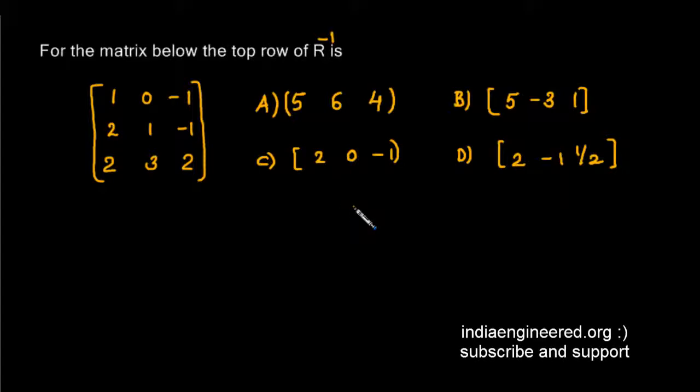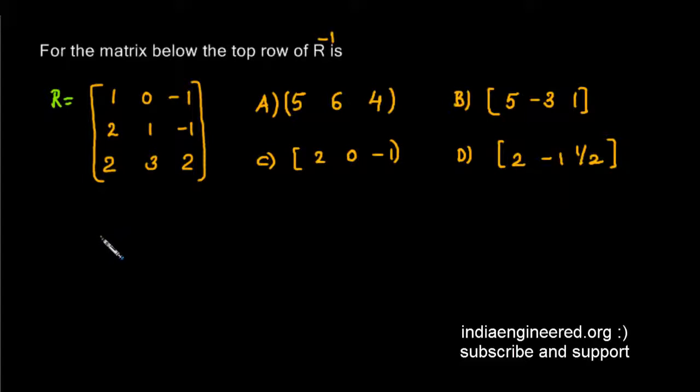This question was asked in the Electrical 2005 GATE paper. So we are given a matrix R and we are asked to find out the top row of its inverse. Now we are just asked to find out the top row, so we don't have to compute the entire inverse of the matrix, and let's see how we can solve this quickly.